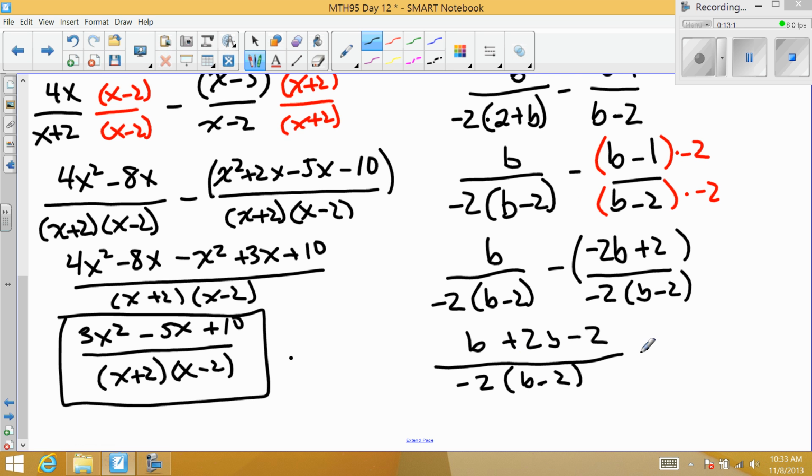And let's see, combining like terms in the numerator, b plus 2b is 3b over negative 2, b subtract 2. Okay, and again, it might be tempting to try to cancel this subtract 2 with this subtract 2, but we can't because they're terms. And this negative 2 here is a factor, but it cannot cancel with this subtract 2 because this is a term.